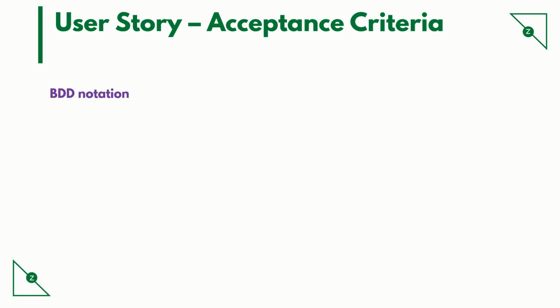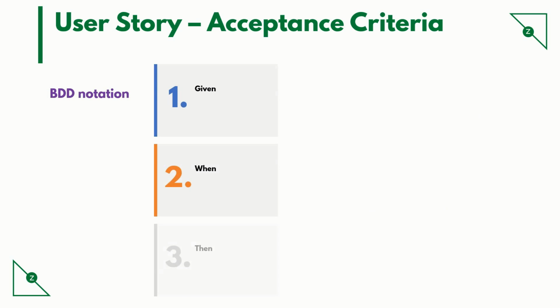The acceptance criteria. Here is the standard BDD notation: given, when, and then. This section of acceptance criteria is mostly used by the QA. It holds as a contract between the QA and the product owner as to what needs to be tested.